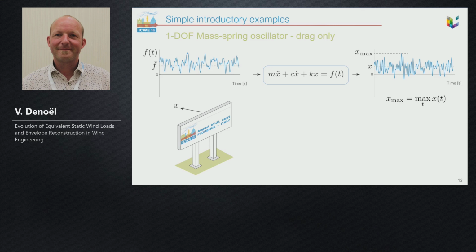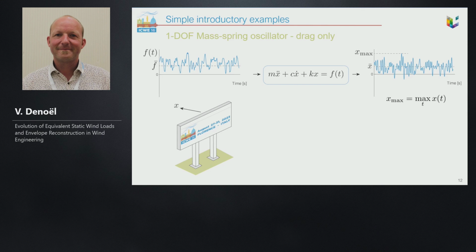And this will activate the dynamics of the single degree of freedom system. So basically, we solve the equation of motion and compute a response. In this case, the only response I'm interested in is the displacement. We can compute it over time and take the maximum value. This is a target. This is what I would like to recover.